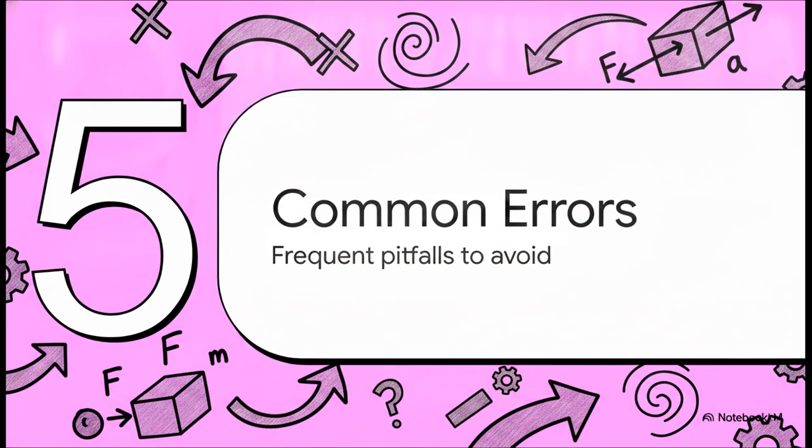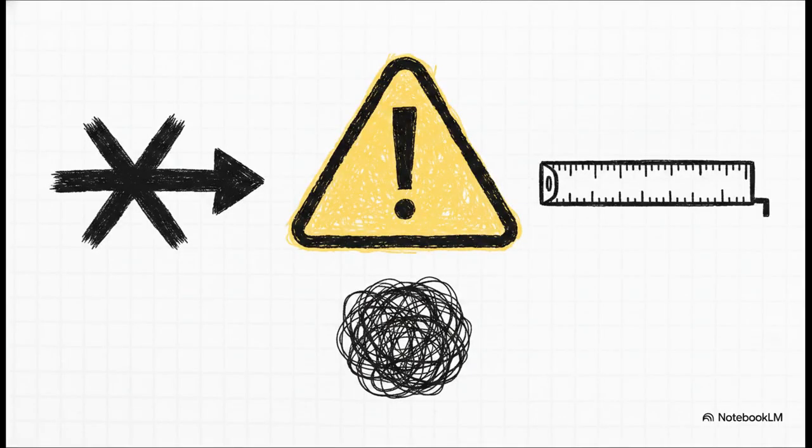Section 5. Common errors and checks. Frequent pitfalls to avoid. So the crucial point is knowing the most frequent pitfalls you're going to face when working with Newton's second law. Let's quickly correct some of these common errors so you don't make them. Pitfall number 1, using just the total applied force instead of taking the time to calculate the true net force. Remember, you've got to account for friction and opposing forces first.